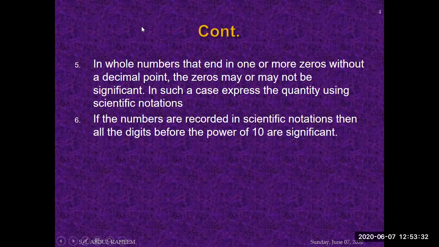So these were the last two points. I am repeating these last points again. In whole numbers that end in one or more zeros without a decimal point, the zeros may or may not be significant. In such a case, express the quantity using scientific notation. If the numbers are recorded in scientific notation, then all the digits before the power of 10 are significant.